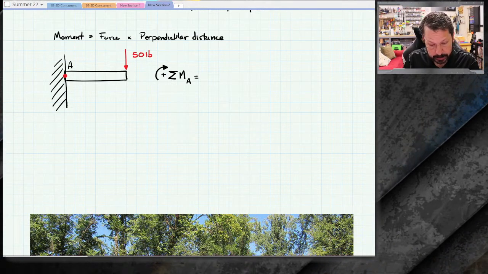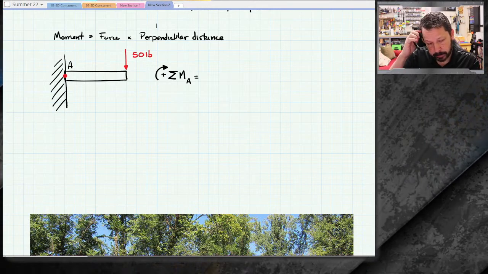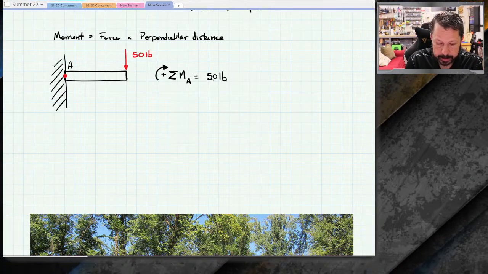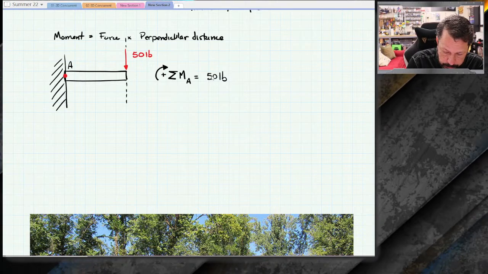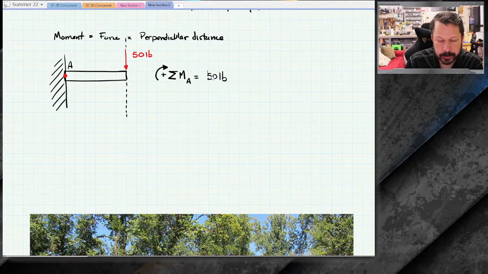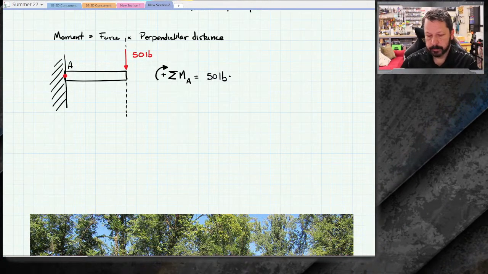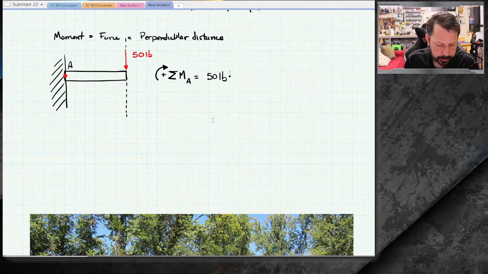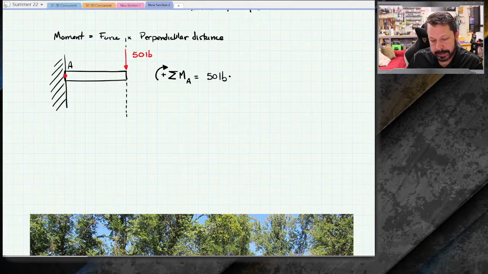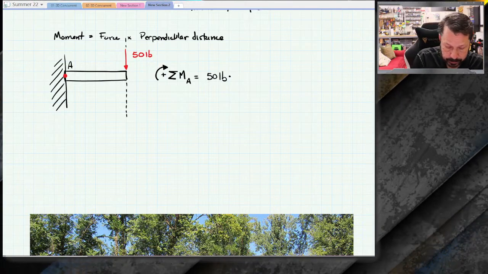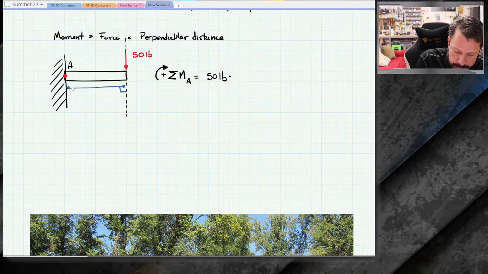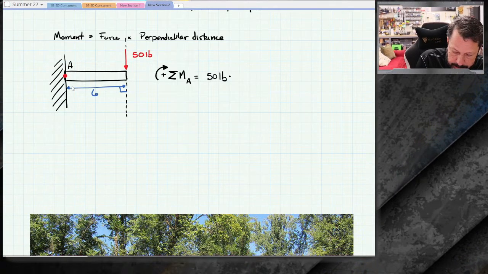And I said a moment is a force times the perpendicular distance. So the force is the 50 pounds, and it has a line of action that is vertical. So I have to multiply the 50, I'm not going to write an X because I don't want it to be confused with a cross product, which would create a moment also. I've got a vertical line of action, so the distance needs to be perpendicular to this line of action. So it's going to be a horizontal distance, so that they're perpendicular to one another. And let's just call that 1, 2, 3, 4, 5, let's call that 6 inches.